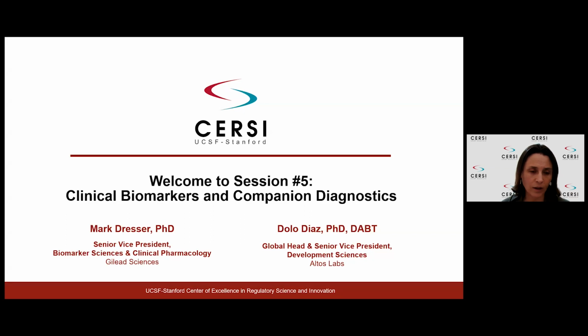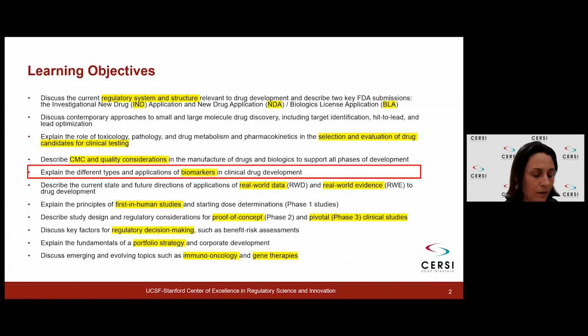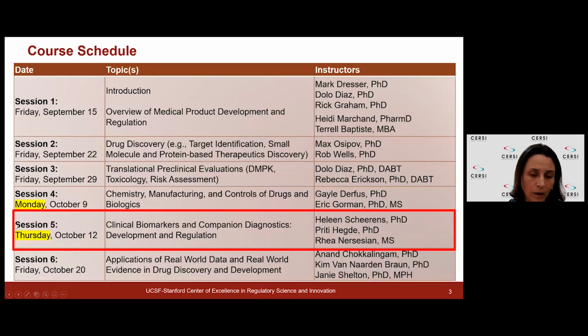Today we have a lecture on clinical biomarkers and companion diagnostics. Next slide, Nathan. And this flows naturally from our previous topics. Today we're going to focus on explaining the different types and applications of biomarkers in clinical drug development. Next slide, please. Again, another way of looking at the session flow.